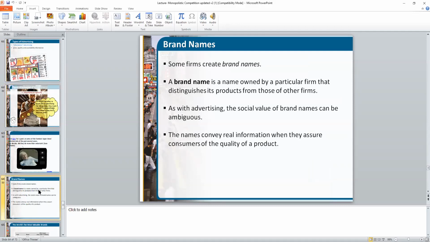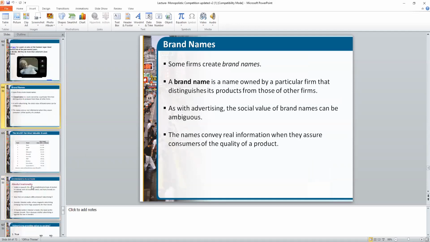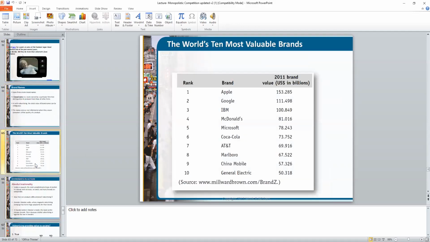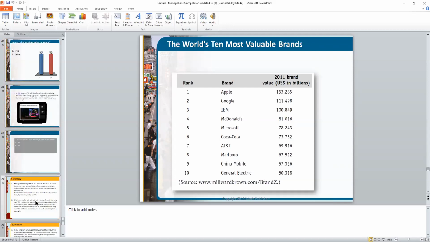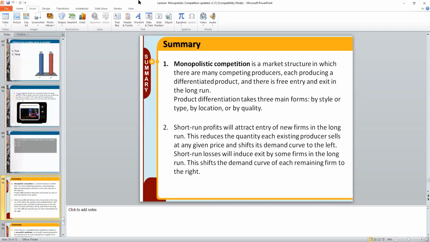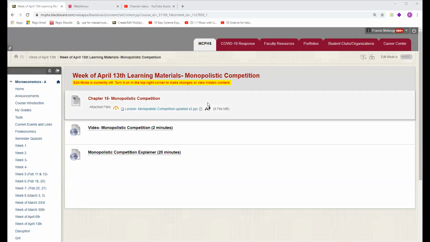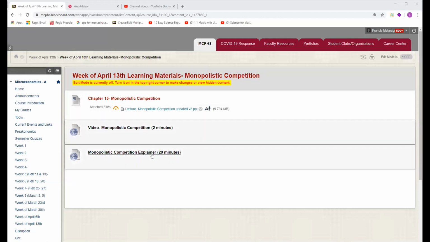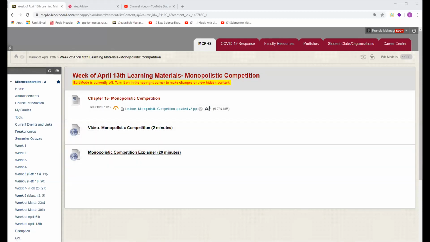So branding, right? Spending money to create brand awareness and keeping brand awareness is a big part of this industry as well. Very expensive, but very valuable. So here are some examples of companies that have tremendous brand awareness. All right, so let's take a look at some other things I posted. In addition to the PowerPoint slide, there's a couple of short videos which I'd like you to listen to or watch. They're going to be very helpful to your learning.